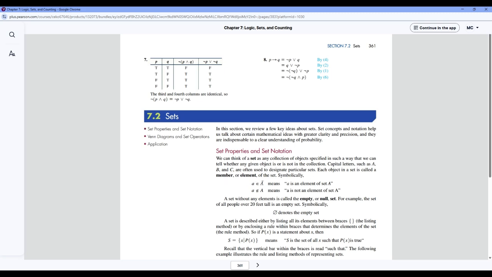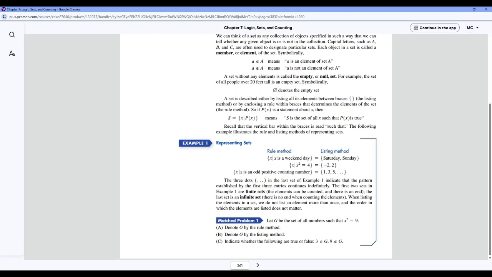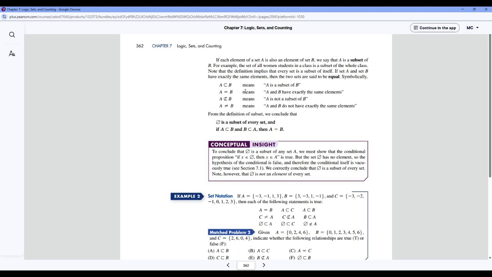So if a is an element of A, that means that a is in A. And here a is not an element of A. A set without any elements is called the empty set or the null set, and we typically use a circle with a line through it to denote the empty set. So basically just going through it and identifying a bunch of that, moving on.